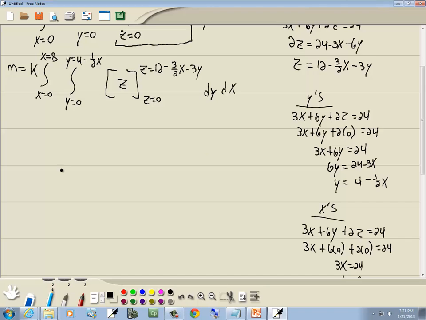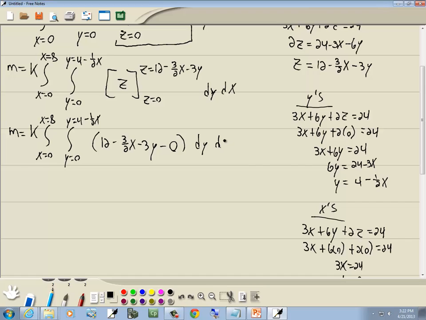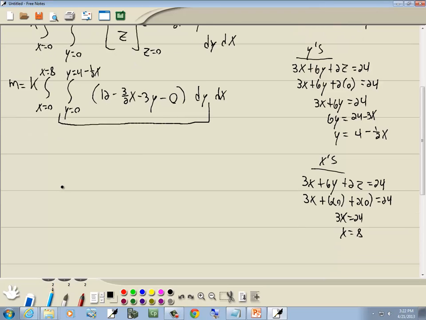Okay, well, plug in those values. So we got x is equal to 0 to x is equal to 8, y is equal to 0 to y is equal to 4 minus 1/2 x. Now we'll plug this 12 minus 3/2 x minus 3y in for z. So we got 12 minus 3/2 x minus 3y minus, and we'll put 0 in for z, dy dx. Okay. Well, now I'm going to work with this one. The 0 is, of course, going to drop away.